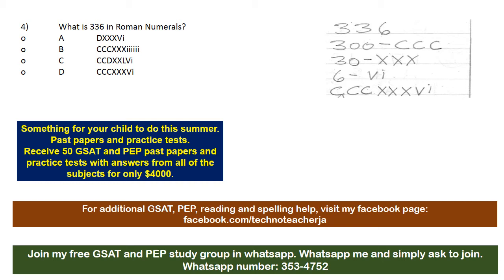If the first letter is smaller, subtract. That's the first of two letters, that is. If the first letter is smaller, subtract. So CM would be 1000 minus 100, which is 900.